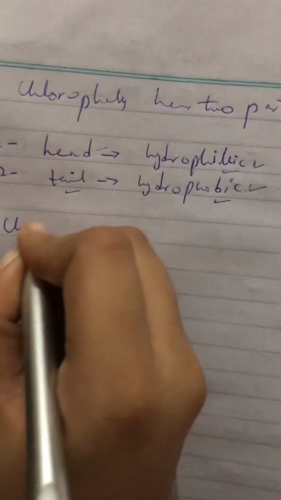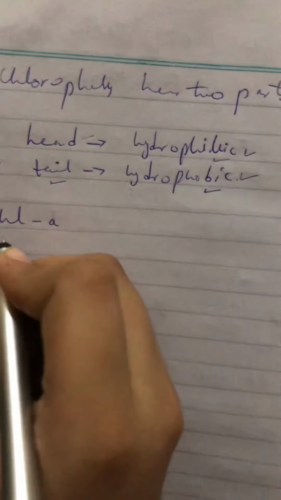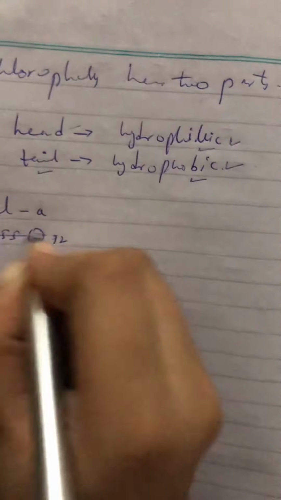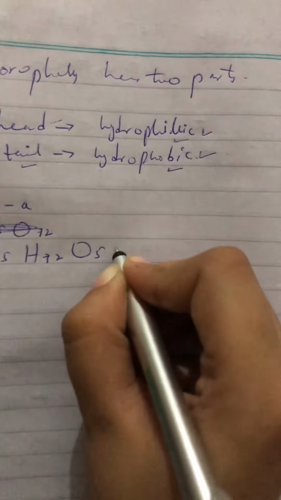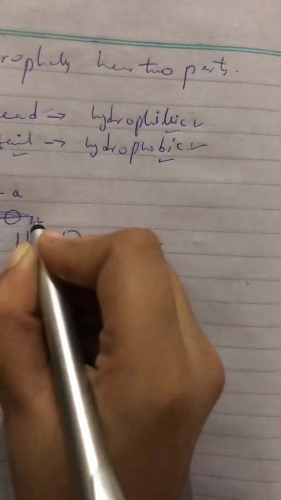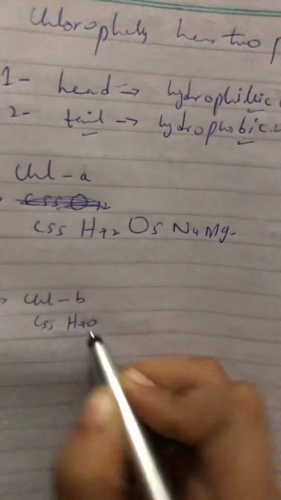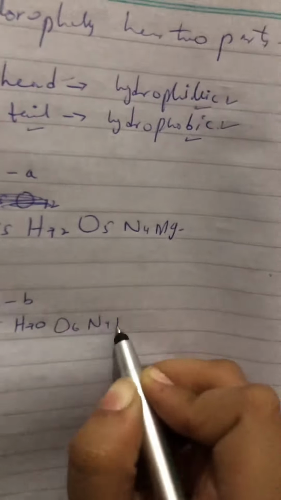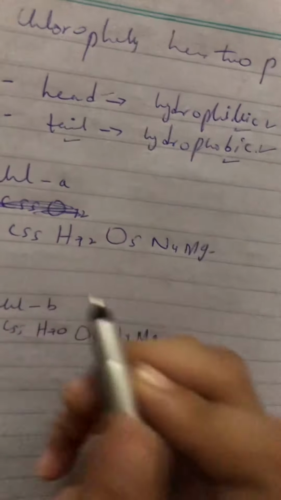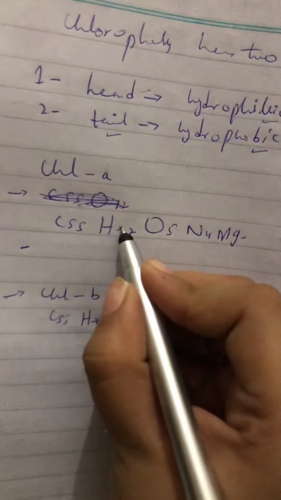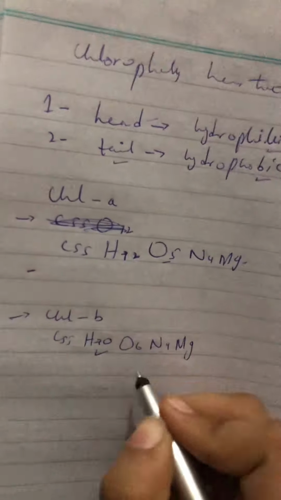Now the formula of chlorophyll A is C55H72O5N4Mg, magnesium. If we talk about chlorophyll B, the formula of chlorophyll B is C55H70O6N4Mg, right? The only difference between chlorophyll A and chlorophyll B is here you can see H72 and O5, here it's H70 O6. Why?